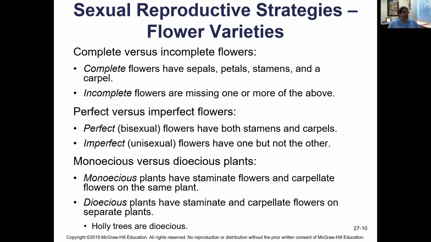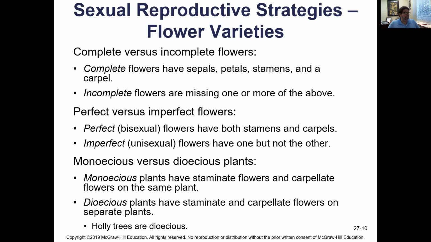There are a couple other terms. If they have both male and female parts, it's said to be a complete flower; incomplete flowers are missing one or more. And that brings us to one of the more interesting ones. The perfect flower, or bisexual flower, has both the male stamens and the female carpels. Imperfect ones have one or the other. Another one here: monoecious plants have the staminate flowers and carpellate flowers on the same plant, and dioecious plants have the male and female on separate plants, which is kind of wild. So separate plants, a male plant and a female plant, instead of having it all together.